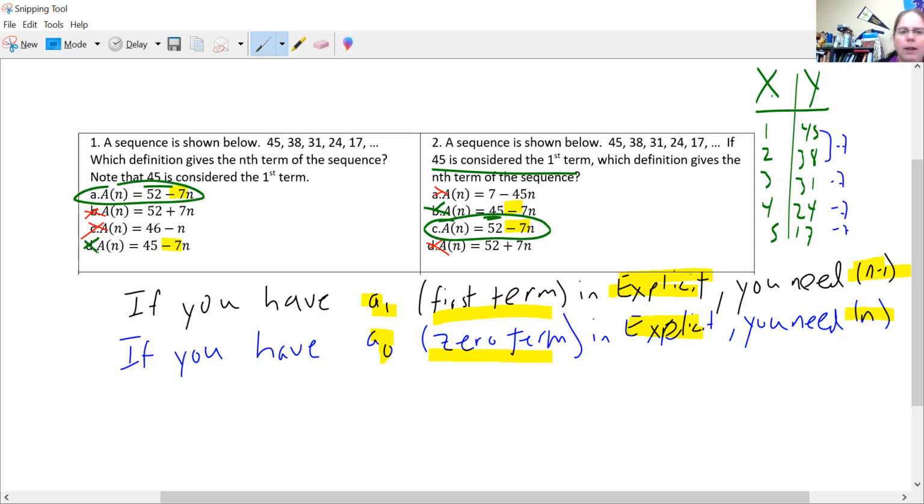The other way to take a look at that is we need the 0 term. To get the 0 term for f of n equals d times n plus a sub 0, we go back. And so instead of subtracting 7, we would add 7, which would get us to 52.